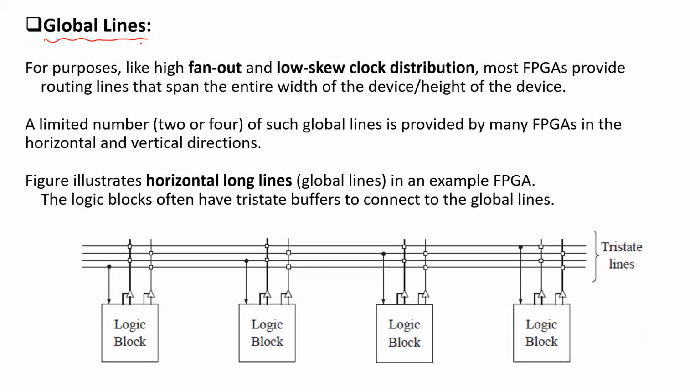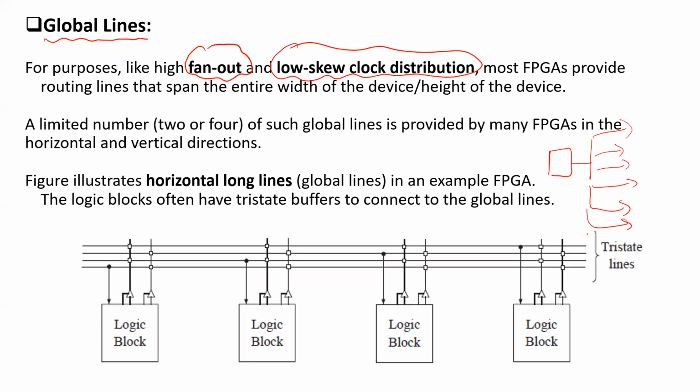Now, another approach they have gone for is called global lines. Whenever we have a high fan out and low skew clock distribution, where you want to reduce the delay and more components need to be connected. Fan out is nothing but how many other devices one output is connected to. We have one device here, and its output will be connected to n number of components, n number of devices, for example. This is called fan out.